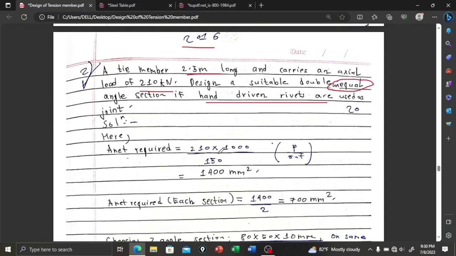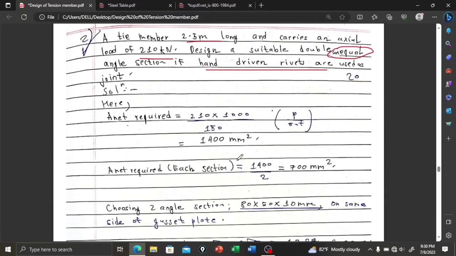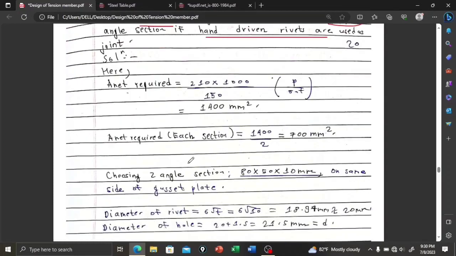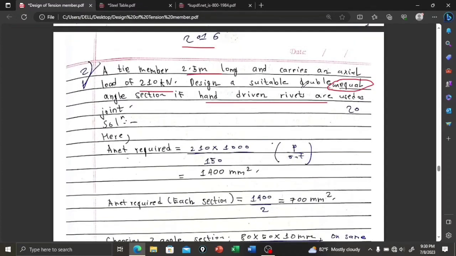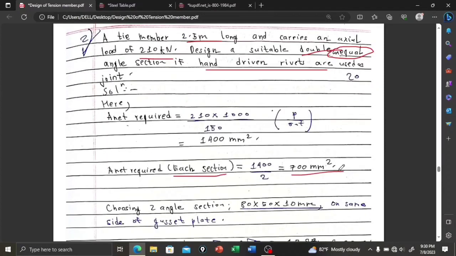So area required is this force divided by sigma at. Force is axial load, that is 210 kN. To convert it into newton, we multiply by 1000, and sigma at is 150, so this will be 1400 mm². Area net required for each section: here there are two sections, so for one section the area is 1400 divided by 2, that is 700 mm², which is 7 cm².